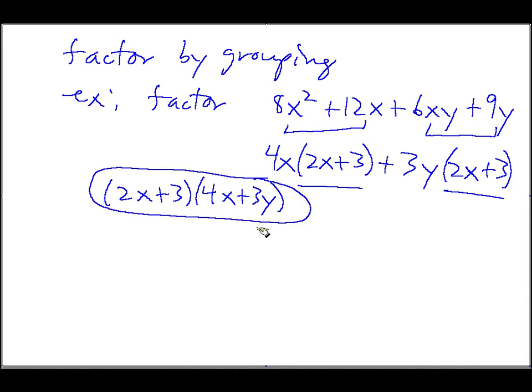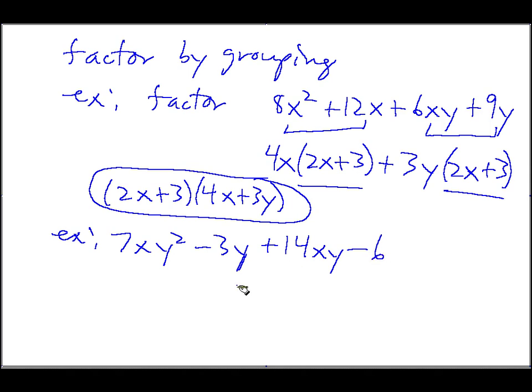Okay? So that's our solution. Right? Let's try another one. Let's look at 7xy squared minus 3y plus 14xy, all right, minus 6. Okay, let's try this one.